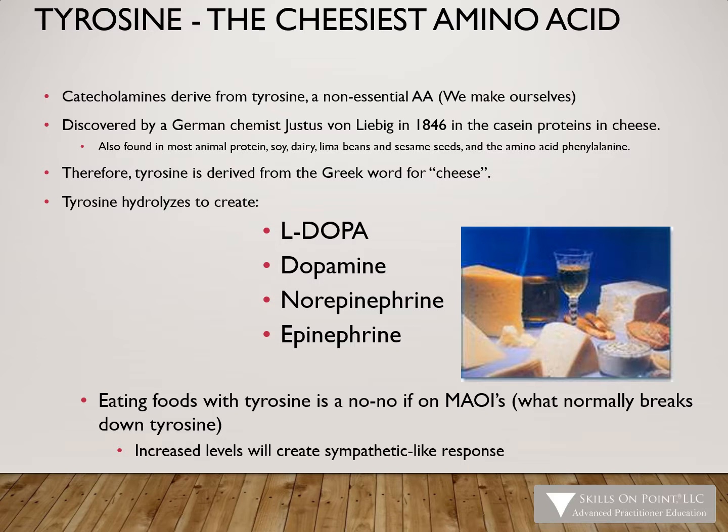So anyway, tyrosine hydroxylates to create L-DOPA. Basically, the breakdown is L-DOPA or levodopa, dopamine, norepinephrine, and then epinephrine. These are things that we can give in a bag, right? But these are things your body makes naturally. So eating foods with tyrosine is a no-no if you're on MAOIs. But that said, we don't really see a lot of MAOIs anymore.